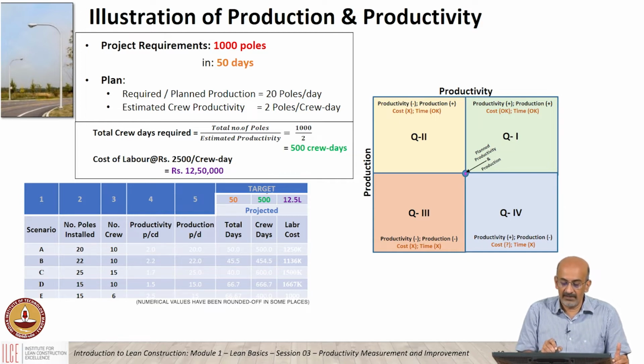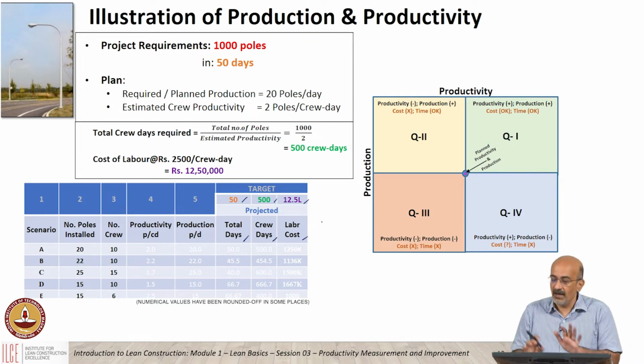Then here we have the target. What I've shown in these three numbers is the target. That is 50 total days. We need 500 crew days at 12.5 lakhs. These numbers on top will remain the same. But for scenario A, what is the total crew days it will actually take, given the productivity, the crew days and the labor cost? We are going to estimate this and see it in relation to the quadrants. We are going to take it scenario by scenario.